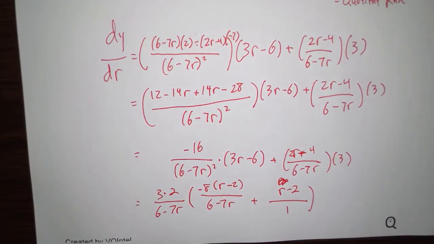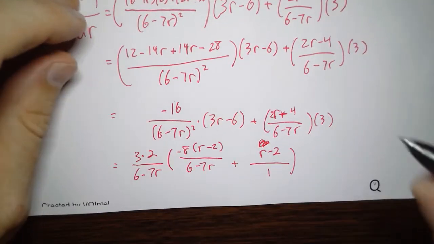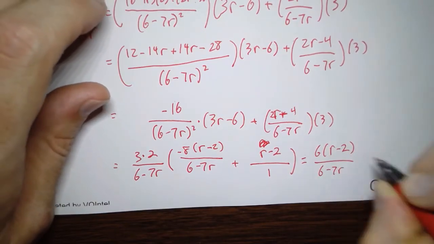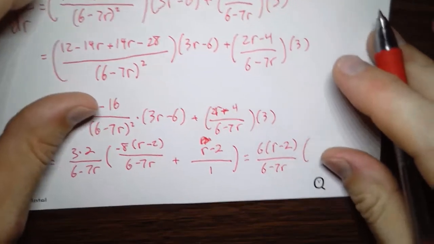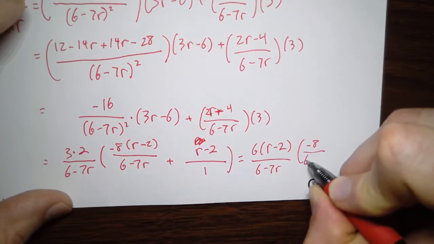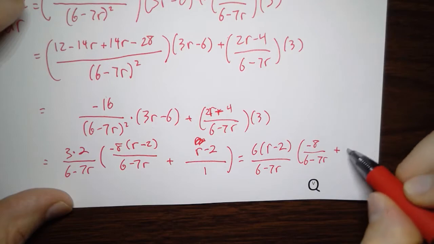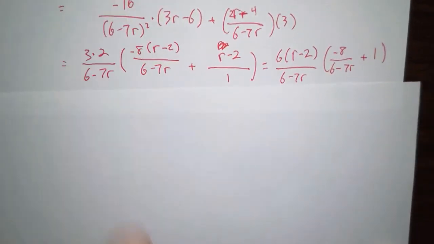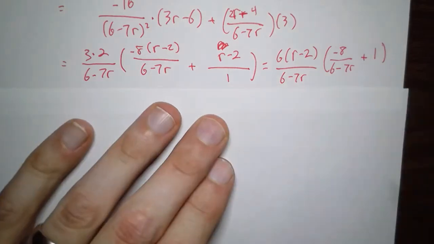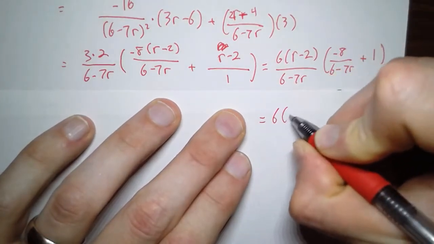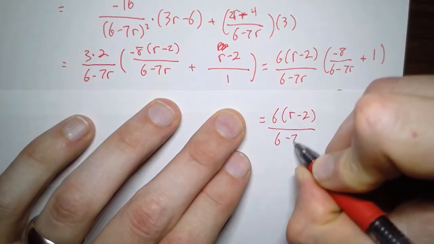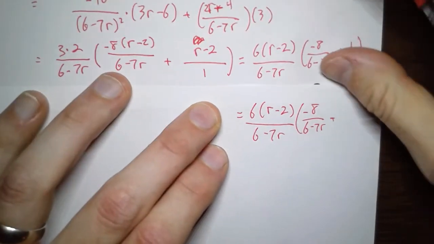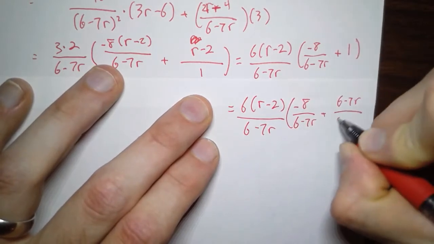Now, what do you know? We can take one more thing out that we didn't see before. We can also take out an r minus 2. So r minus 2 over 6 minus 7r. So when we take out an r minus 2, we're left with negative 8 over 6 minus 7r plus 1. So now, to simplify this, one last bit is we need to combine these two using a common denominator. So we still have out front 6 r minus 2 over 6 minus 7r, negative 8 over 6 minus 7r plus, and instead of 1, we're going to write 6 minus 7r over 6 minus 7r.